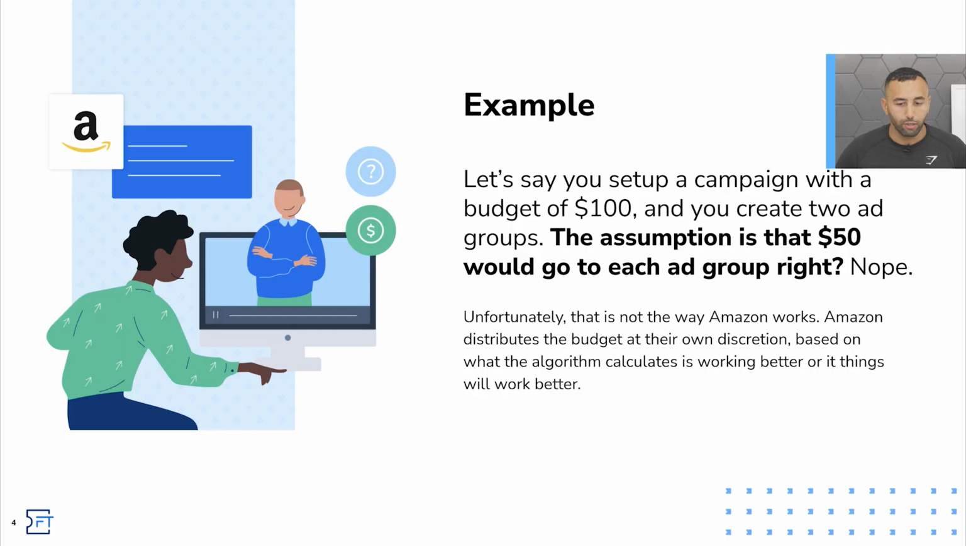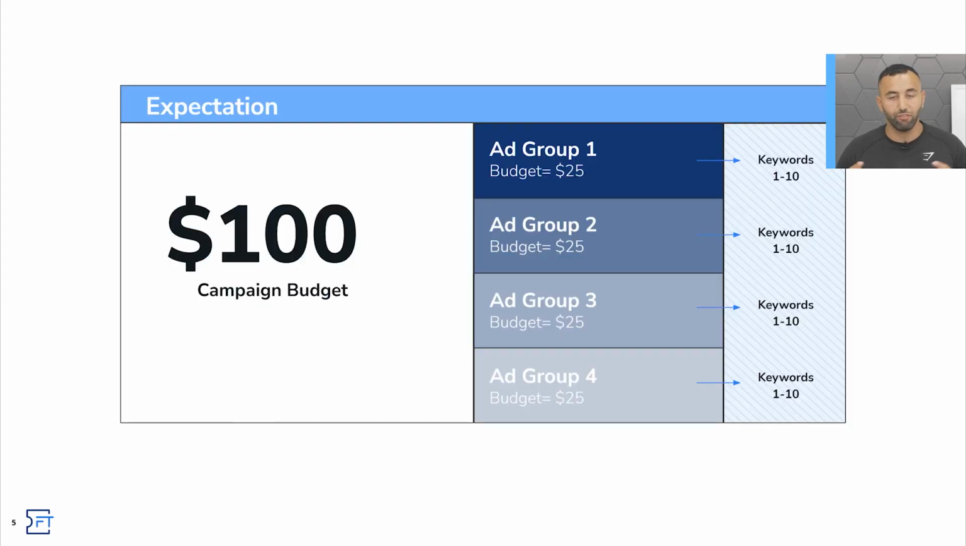Now, we don't know how the Amazon algorithm exactly works, but what we know is if we limit its control, we can identify what works based on the data that we can see, and then whatever works we can do more of, and whatever's not working we can stop. So here's an example. Let's say you have a budget of $100 and you create 2 ad groups. The assumption is 50 would go to each ad group. That's not true, and here's a visual of it.